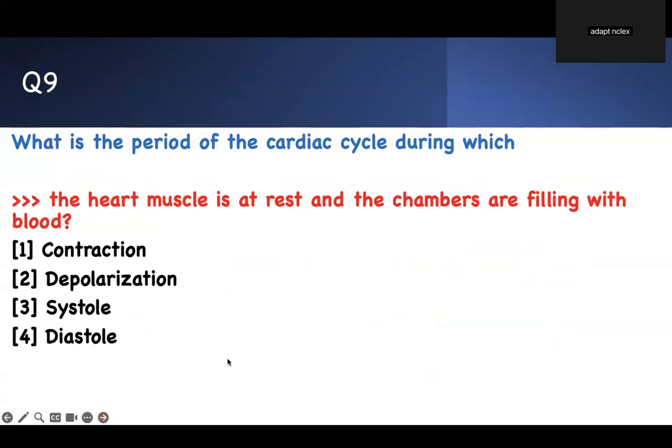Number nine, what is the period of the cardiac cycle during which the heart muscle is at rest and the chambers are filling with blood? That means when the heart is not contracting. Just by content, I cannot pick contraction while the question is asking you about rest. Contraction is associated with systole, ejection. Depolarization relates to cells and has nothing to do with the cardiac cycle. Therefore, number four is your right answer. Diastole is when your heart is relaxed and chambers are being filled with fluid. So four is the right answer.